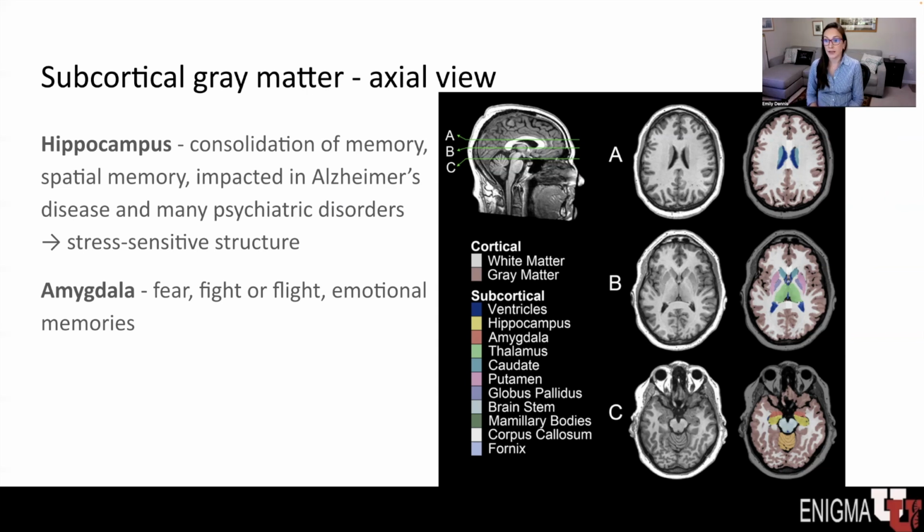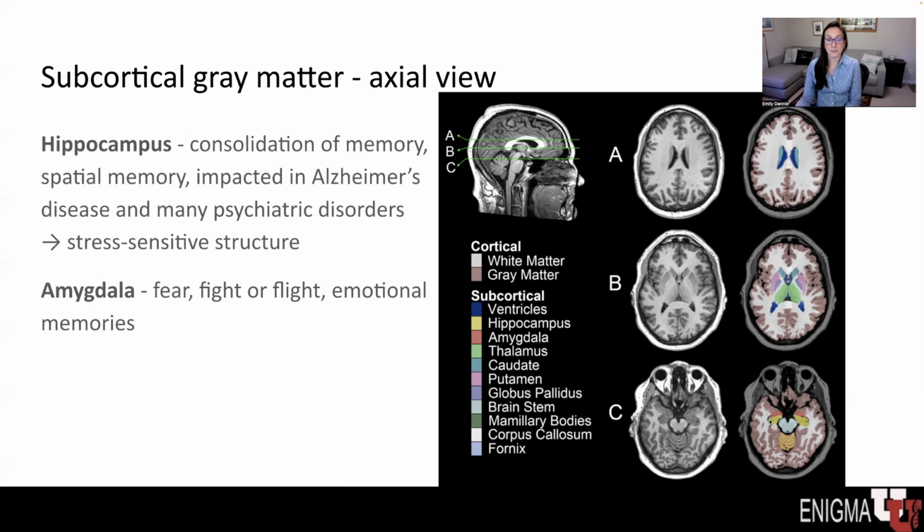What I'm going to talk about now are subcortical gray matter structures. These are gray matter structures, which we generally think of as gray matter on the outside, but these are on the inside. There are a few of these that are important that come up a lot across all research, whether it's focused on a particular disorder or focused on a particular function. They serve a lot of different functions. There is the hippocampus, which you can see here in yellow. The hippocampus is important for consolidation of memory, spatial memory.